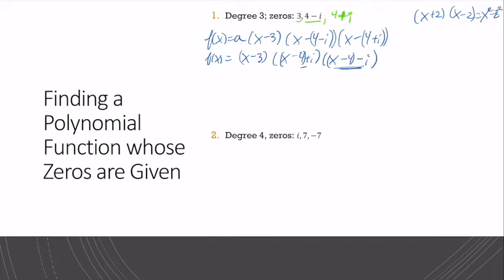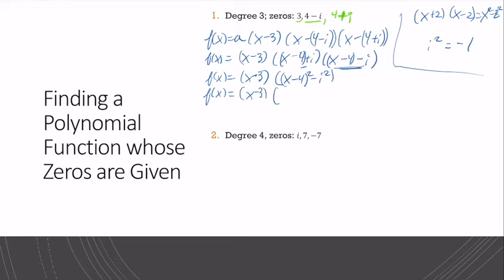So I'm going to go ahead and write this as f of x equals (x minus 3) times ((x minus 4) squared minus i squared). Remember, and I've got all these little side notes, that i squared is negative 1. So I have f of x equals (x minus 3) times (x minus 4) squared, which is x squared minus 8x plus 16, minus a negative 1. So I have f of x equals (x minus 3) times (x squared minus 8x plus 17).